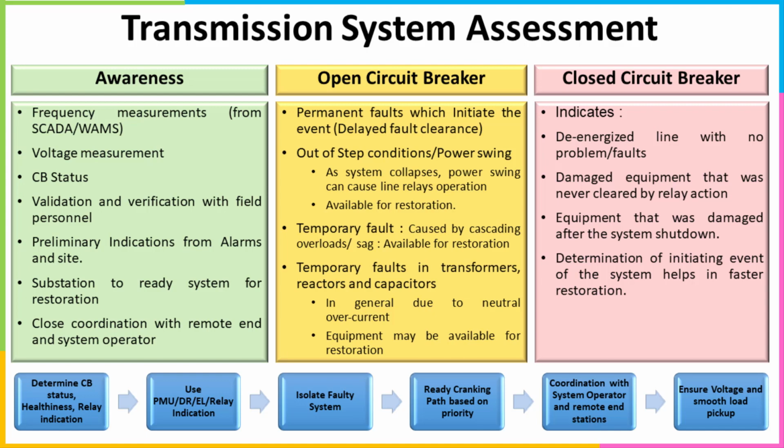So that's very important. Overall, if you see the flow diagram, you determine the CB status, healthiness, and relay indication information is collected. At transmission level you utilize the DR and event logger. At the system operator level, they have PMU data, relay indications, and whatever information is available from the SCADA alarms. You try to find which is the faulty part that created the event, and then you ready the cranking path, isolating the faulty part so that you can go for restoration.